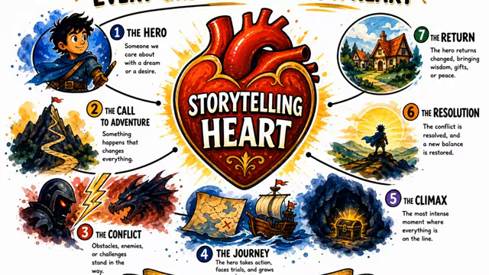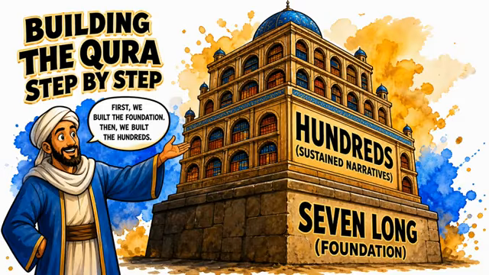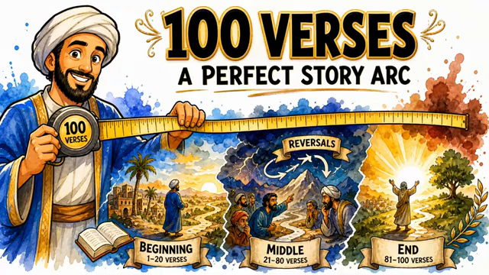Chapters long enough to hold a full narrative arc without becoming the sprawling legal and communal compendiums of the first section. If the 7 long are the foundation, the hundreds are the great sustained narratives built on top of it. And there is a reason 100 verses turns out to be roughly the right size for that.